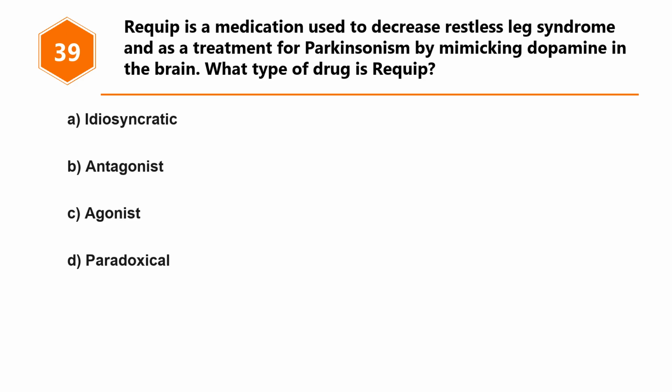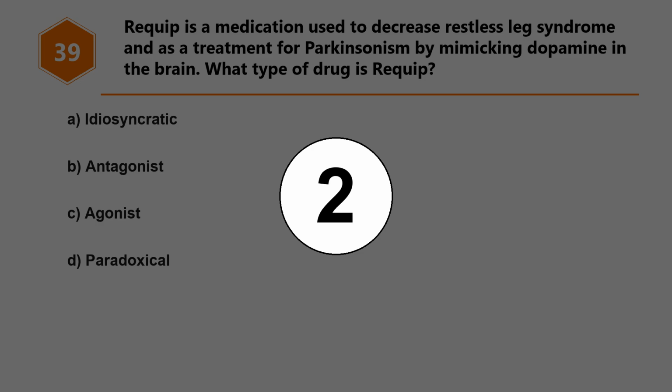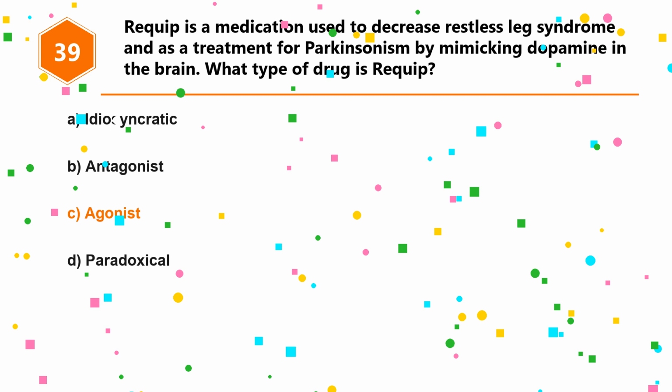Question 39. Requip is a medication used to decrease restless leg syndrome and as a treatment for Parkinsonism by mimicking dopamine in the brain. What type of drug is Requip? Option A. Idiosyncratic. Option B. Antagonist. Option C. Agonist. Option D. Paradoxical. The correct answer is option C, agonist.